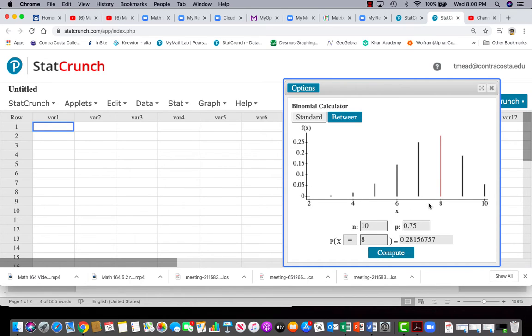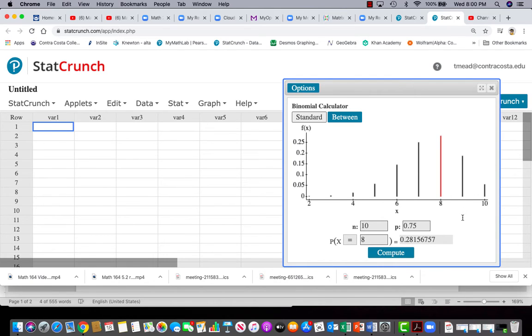Now you can see that if x equals 8, there's this red bar right there. That's the highest probability. That's the most likely thing that could happen. It's a slightly skewed distribution, slightly skewed to the left, but not terribly badly. Okay, so that's the probability that x is equal to 8.